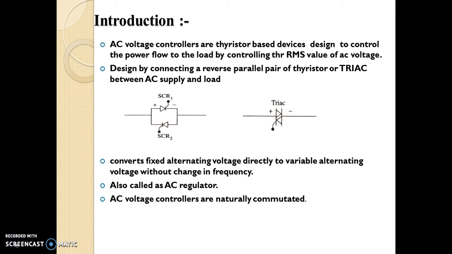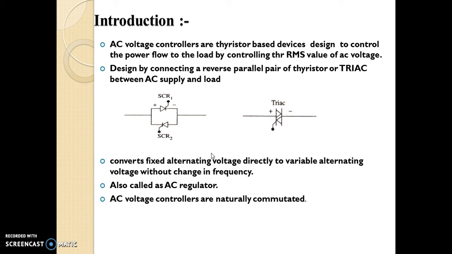AC voltage controllers are thyristor devices which are designed to control the power flow to the load by controlling the RMS value of the AC voltage. AC voltage controllers are designed by connecting a reverse parallel pair of thyristors or a triac between the AC source and the load, as we can see in this circuit diagram. Here we have connected two SCR thyristors in parallel in the reverse way. Also we can use the triac in the AC voltage controller.